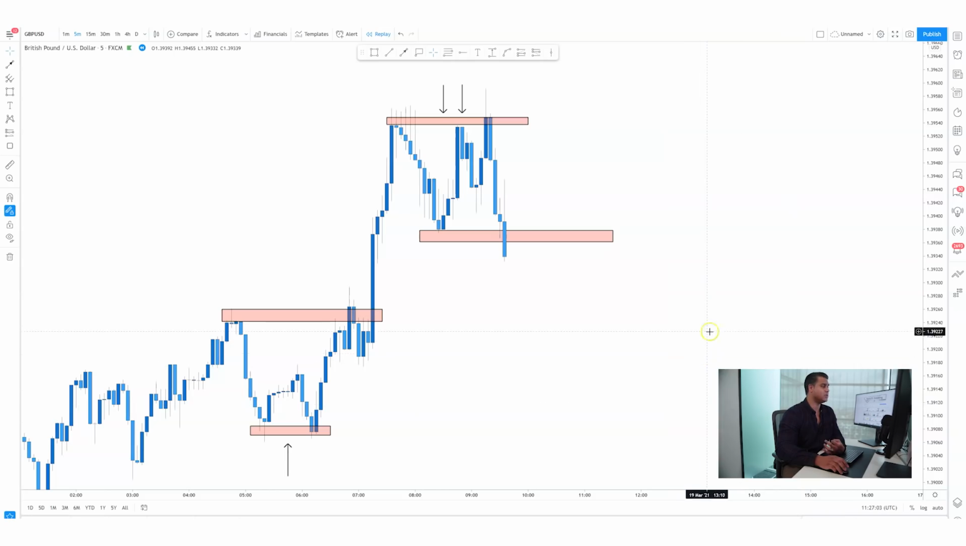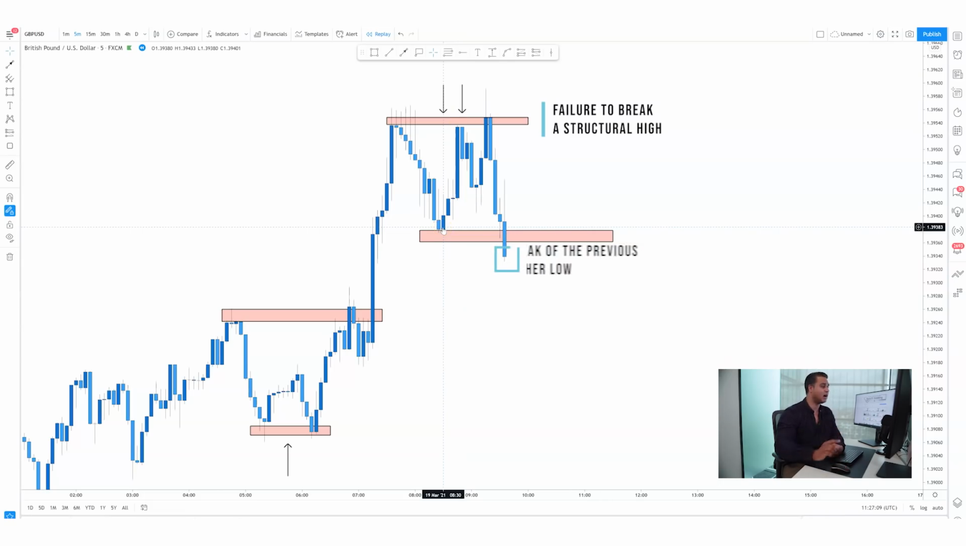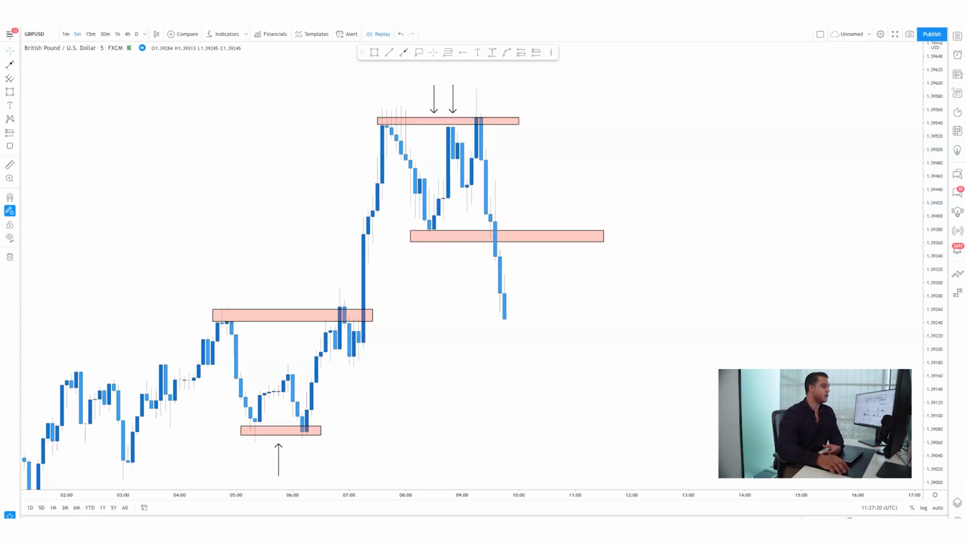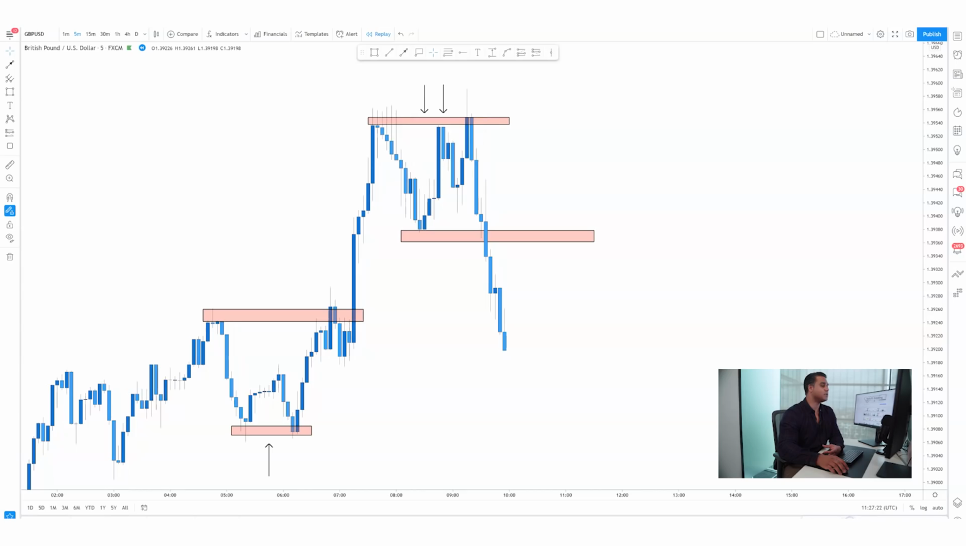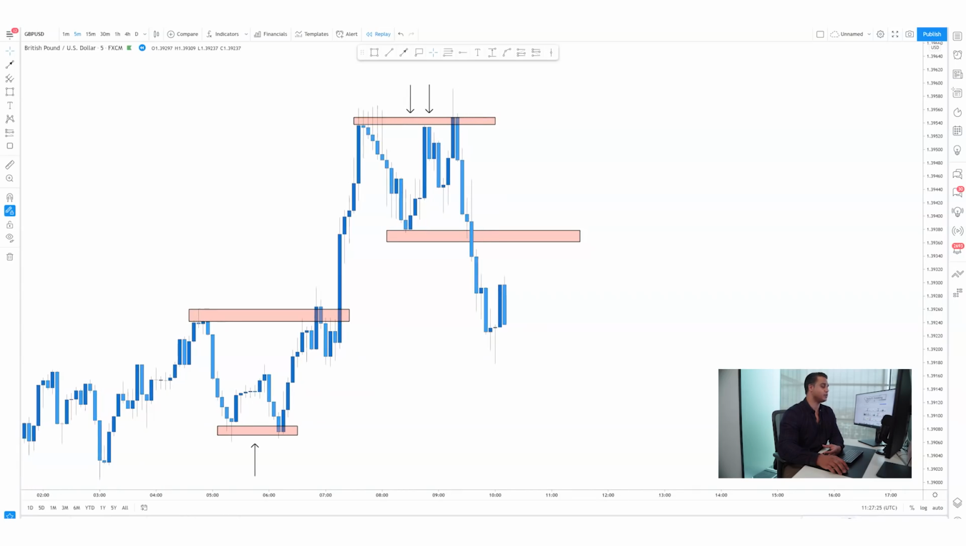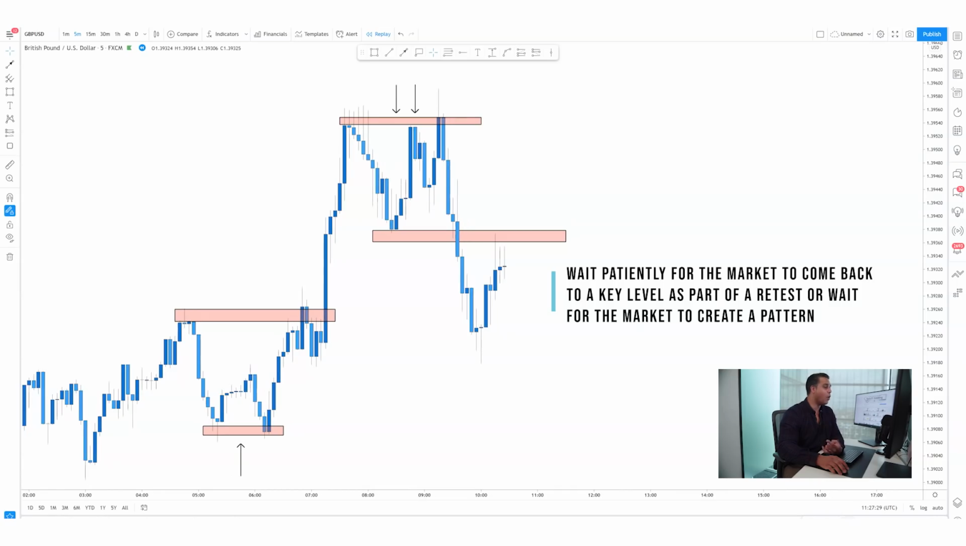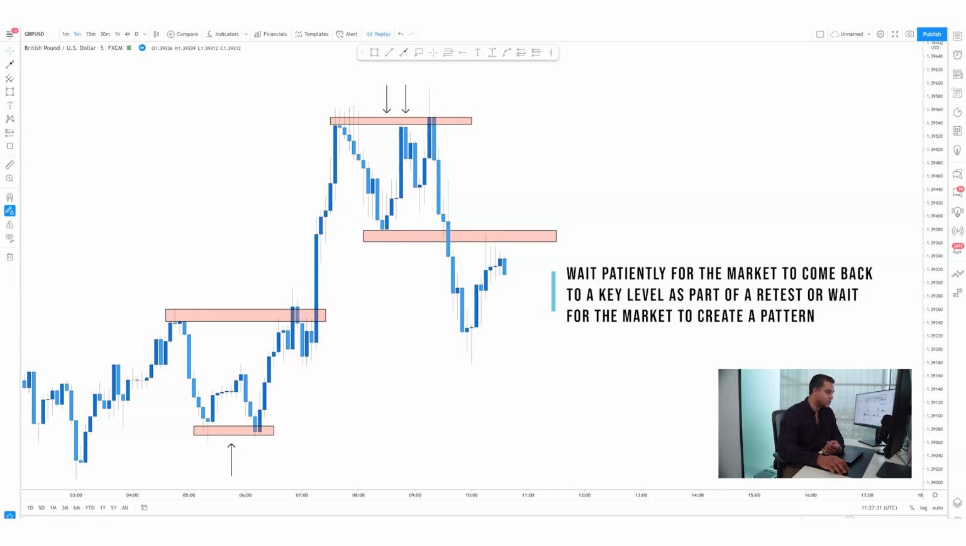The two common things that you need to focus on is the failure to break a structural high and now the break of the previous higher low. So let's see what happens. Now, looking at this information, when we bring the confluences together, we surely now can identify that we're in a reversal phase. What we now need to do is wait patiently for the market to do one or two things. Come back to a key level as part of a retest, or we are going to be waiting patiently for the market to create a pattern.